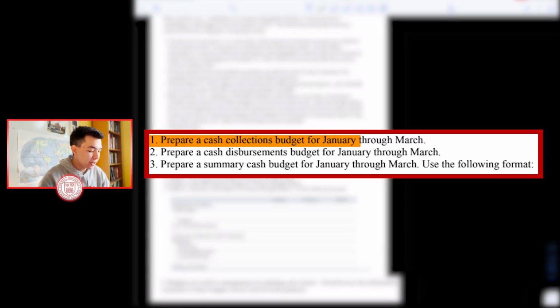And it says finally that 20% of accounts outstanding in December will be recovered, and that recovery will be in January. What they're basically saying is that the accounts receivable, if you don't remember, is accounts where you've made the sale but you haven't collected the cash yet. We're only going to collect 20% of that, and that collection will happen in January. By knowing this information, we can actually do part 1 of the question, and part 1 is asking for a cash collections budget for January through March.